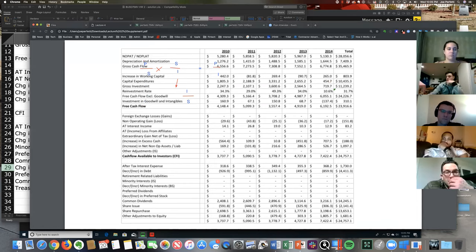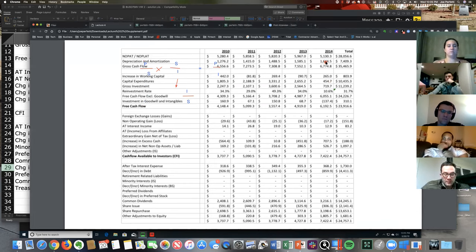Are they just not replacing anything? They're not. They're absolutely not. In real dollar terms, they're not. To replace what's wearing out, they should spend $1.6 billion. They spent $400 million. Why would they do that? They're not growing. Exactly. Hindsight's 2020.